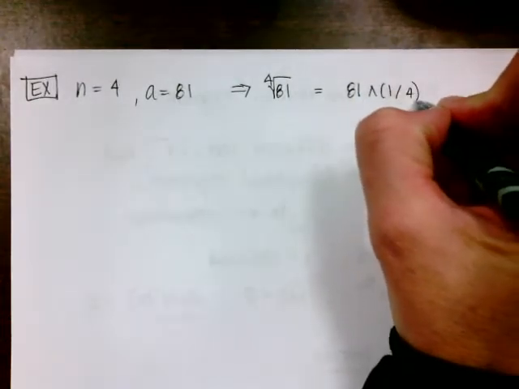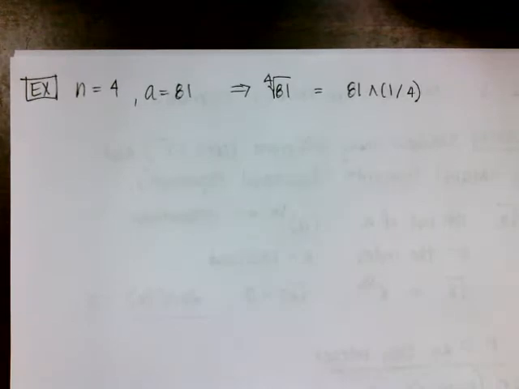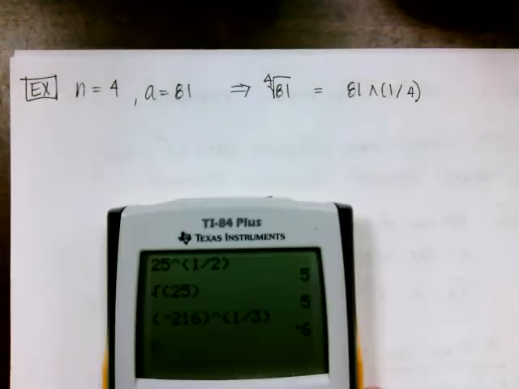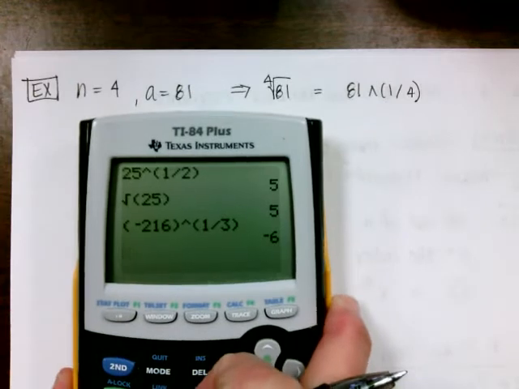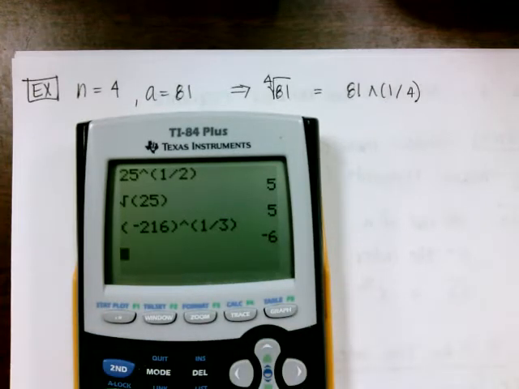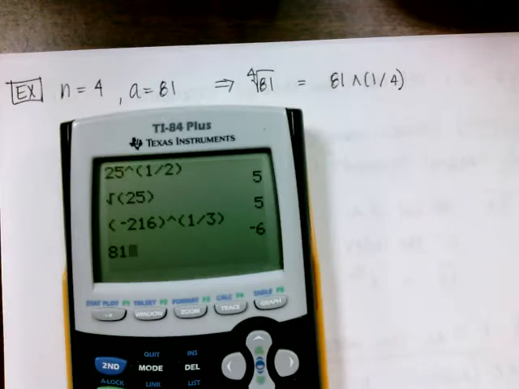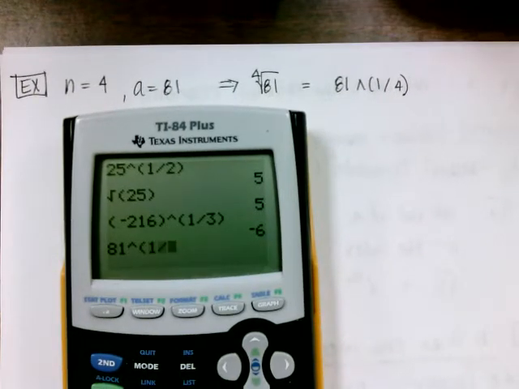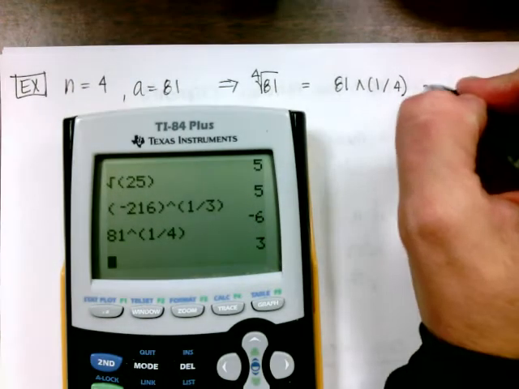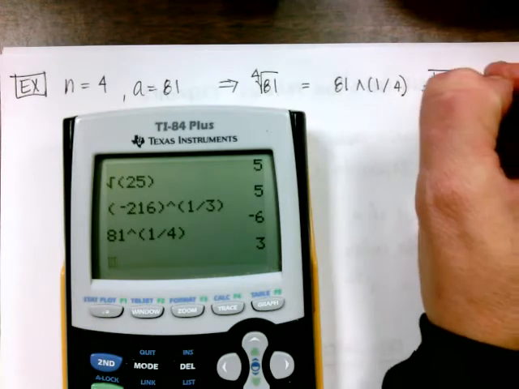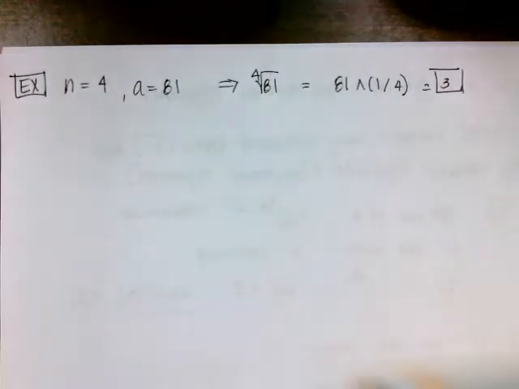divided by 4. I would recommend that you not enter decimals like 0.25, because if it's a number like a third and you round it to 0.33, you can get the wrong answer. So I would recommend that you always do it in fractional form. So I'm going to do 81, and I'm going to raise it to the 1 divided by 4, and I get 3. So my solution on this one would be 3.